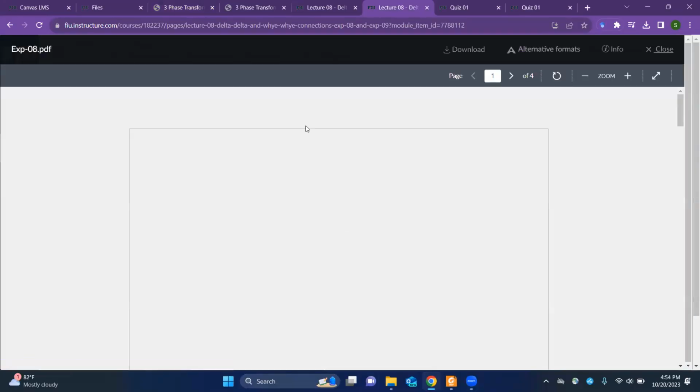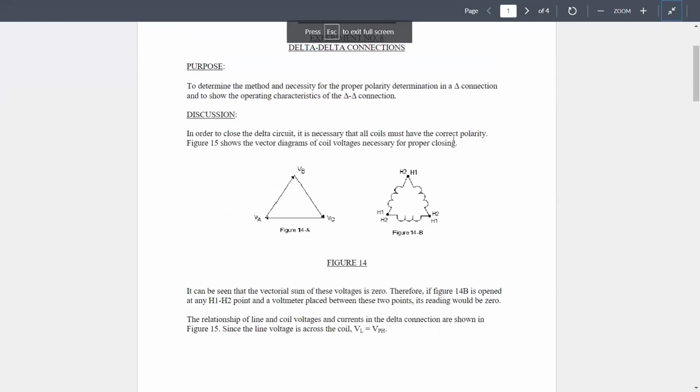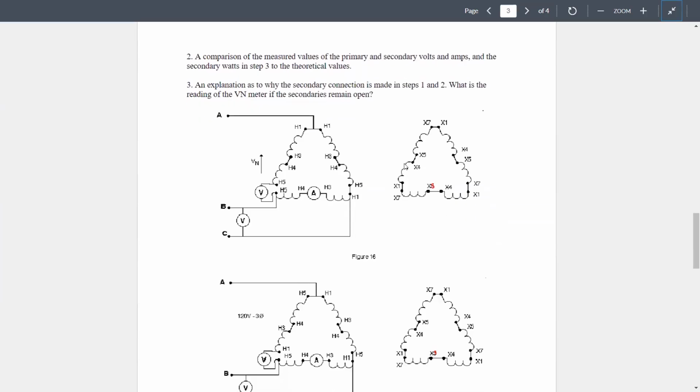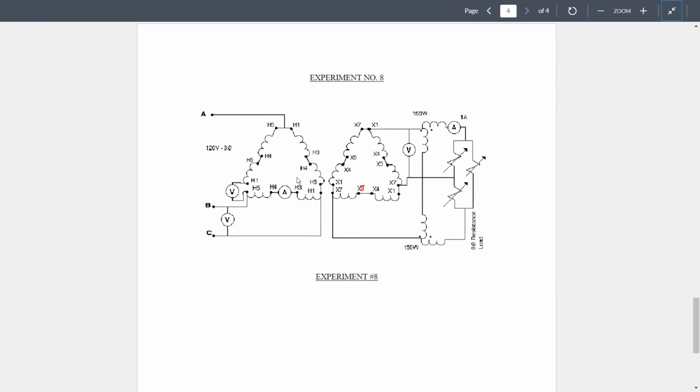experiment manual, experiment manual number 8. It's talking about delta to delta connection. If you look at the schematic circuit diagram here, this is one delta connection, this is another delta connection. This is for the primary side and this is for the secondary side. Here it is showing that a different type of load is used, where they are using a delta connected load as well.